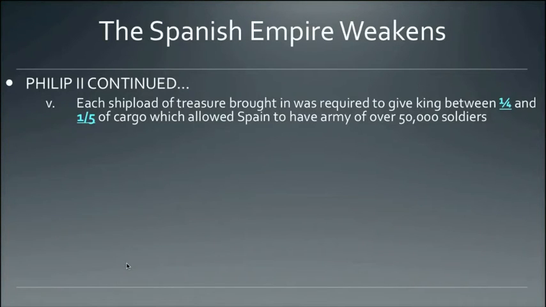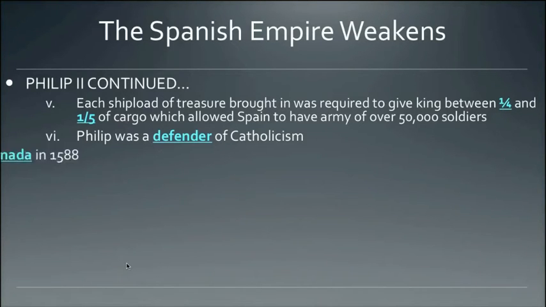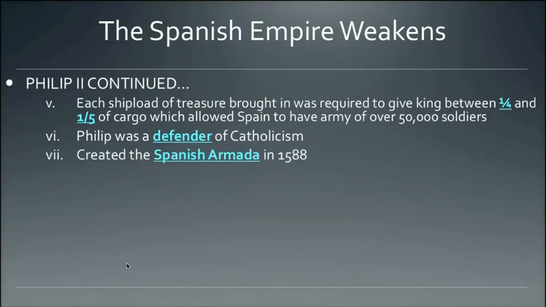You're still making a lot of money in the process, and so is your monarch, your king or queen. So it's very mutually beneficial for both the explorers and for the kings of Europe. Philip became a defender of Catholicism throughout this story. Basically, what happens is Philip creates the Spanish Armada in 1588.